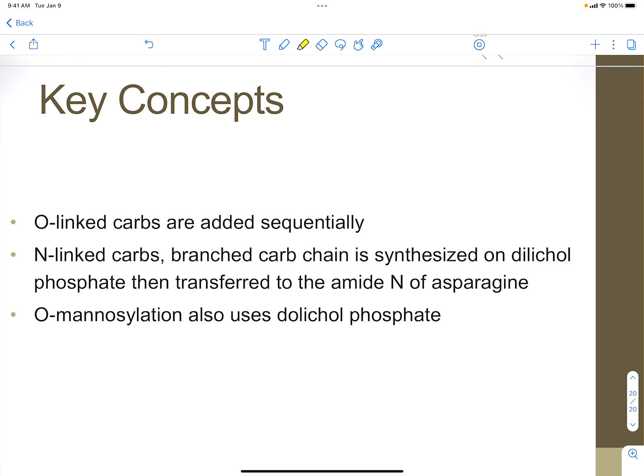Okay, so in general, N-linked carbohydrates are added sequentially, and linked, you're going to have branched carbohydrate chains, and this is going to be on dolichol phosphate, and it's going to start with asparagine. O-mannosylation also uses dolichol phosphate.